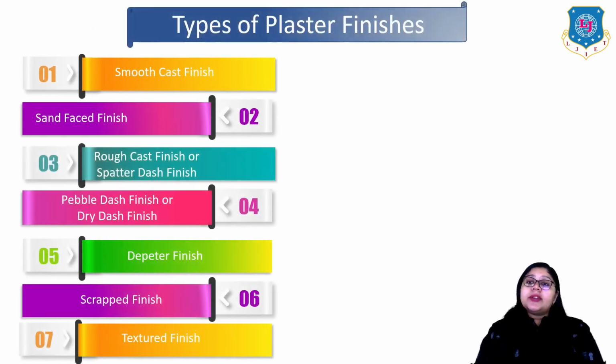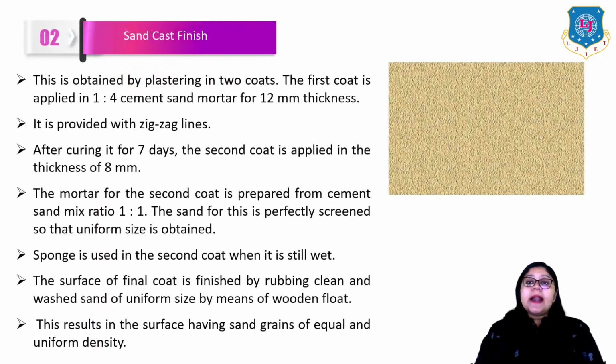Now let us talk about the second type, which is the sand cast finish. This is obtained by plastering in two coats. The first coat is applied in 1:4 cement mortar for 12 mm thickness and is provided with zigzag lines, as you can see in this picture. After curing it for 7 days, the second coat is applied in a thickness of 8 mm. The mortar for the second coat is prepared from a cement sand mix ratio of 1:1.